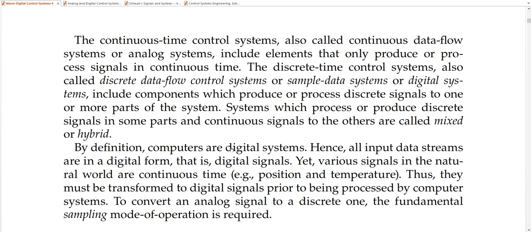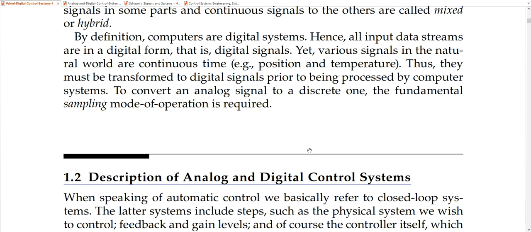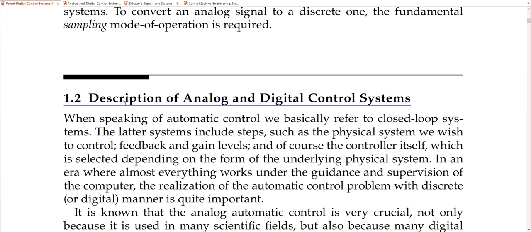By definition, computers are digital systems, hence all input data streams are in digital form, that is, digital signals. Here we have the description of analog and digital control systems. In this part, it compares and contrasts what an analog and a digital control system is.